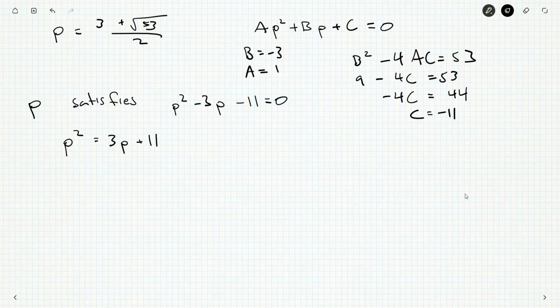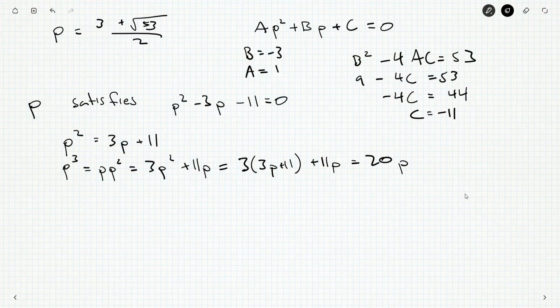So this gives us a way to translate higher powers of P into smaller powers of P. I'll show you what I mean. P cubed is just P times P squared. Well, I know what P squared is, so this is 3P squared plus 11P. But P squared is, once again, 3P plus 11. So now we get 9P plus 11P, 20P plus 33. And so now we've got P cubed, but in smaller terms.